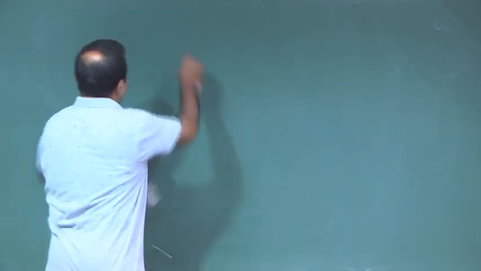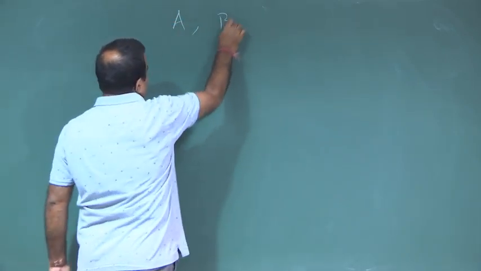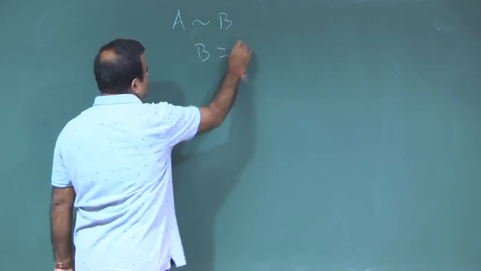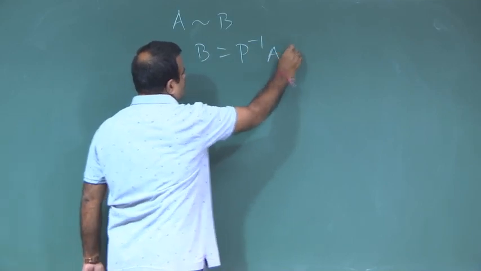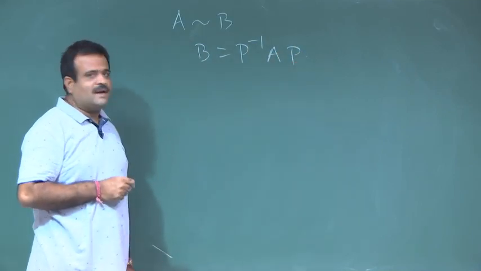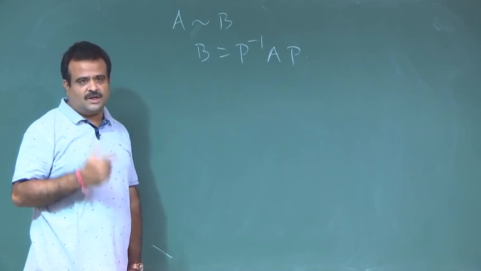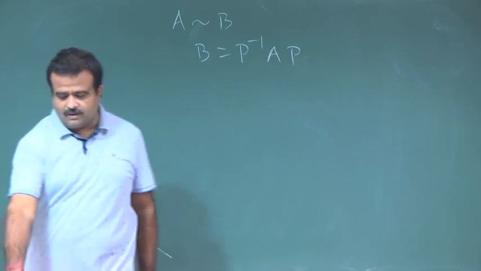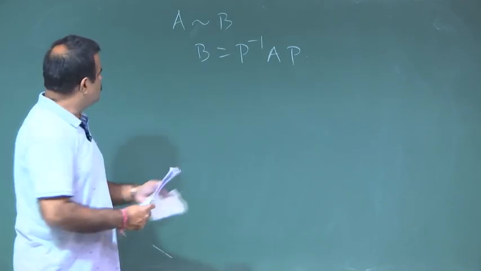Suppose we have two matrices A and B which are similar. That means one of them can be written as P inverse A P. Now, we have seen they have the same characteristic polynomial, the same characteristic equation, so that will give us the same eigenvalues. How to check that?